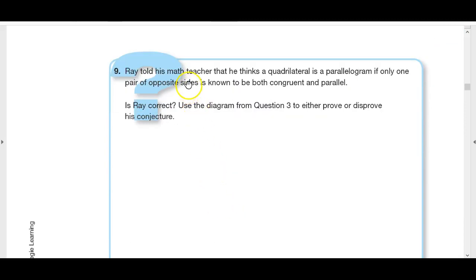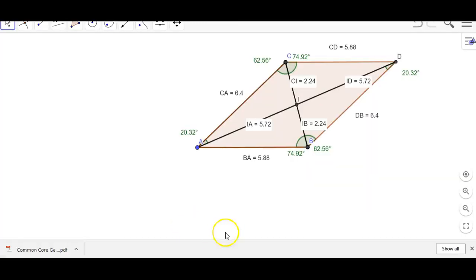All right. Ray told his math teacher thinks a quadrilateral is a parallelogram if only one pair of opposite sides is known to be both congruent and parallel. Aha! So what if I only knew, let's say, this side and this side were parallel and this side and this side were congruent? Well, if I know they're parallel, I'm halfway there. What I need to know is, are these two parallel? And how would I prove that?